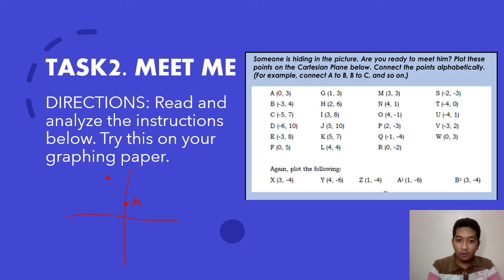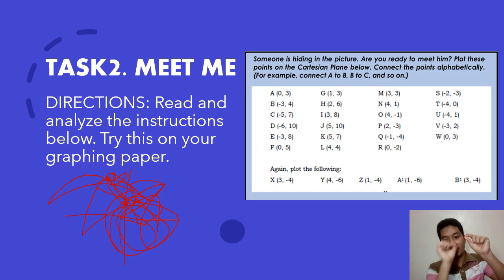Halimbawa, i-connect mo si A kay B. Okay? Sunod-sunod yon. Kay B, kay C, kay D, E, F, G, H, I, J, K, L, M, N, O, P, Q, R, S, T, W. Hanggang sa ma-reveal nyo kung ano yung picture na yan. Okay? So, this is the art of plotting points on a Cartesian plane. So, always remember, pagka-plot mo yung isang point A, and then yung point B, connect mo. And then, plot mo yung C, connect mo.